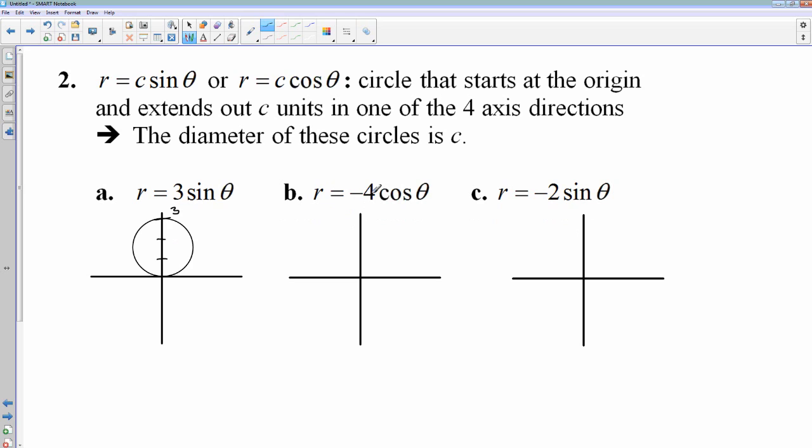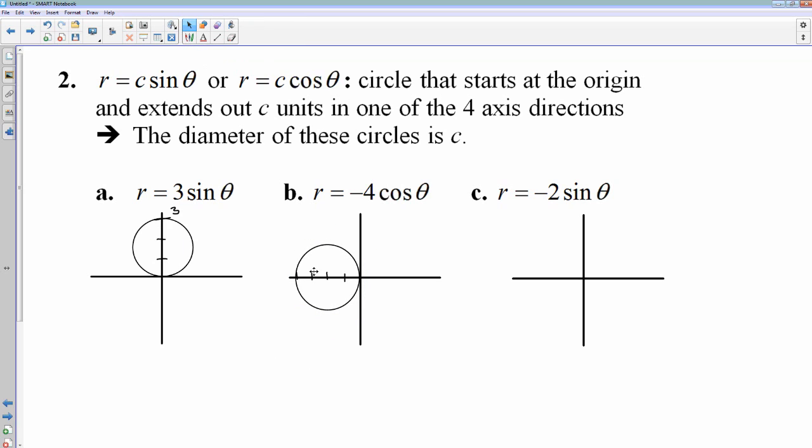This one, it's negative 4 cosine theta. That one's actually going to go 4 units to the left. Negative 4 units that way. And so this circle is going to end up being something like, I'm going to make this a little better. Let's drag that into position. There, that circle is going to look like this.